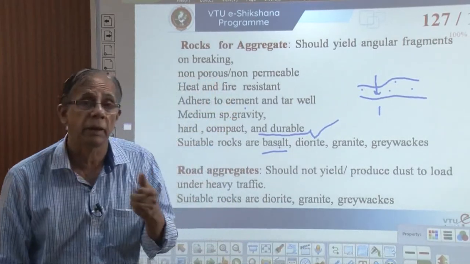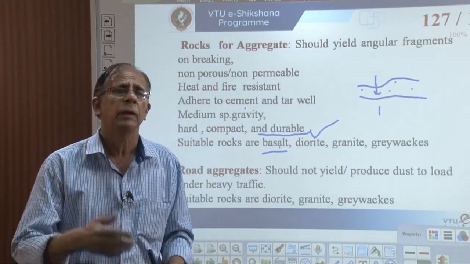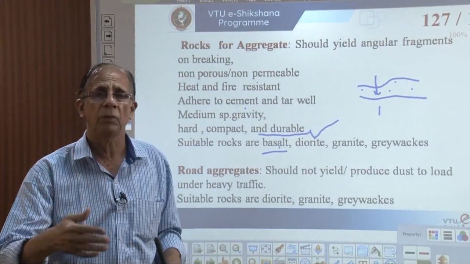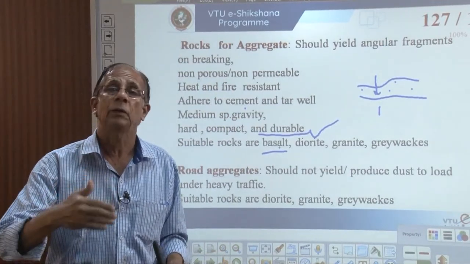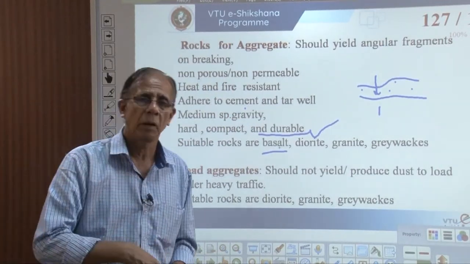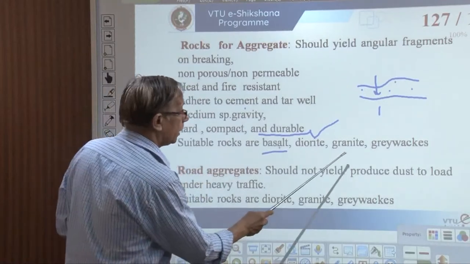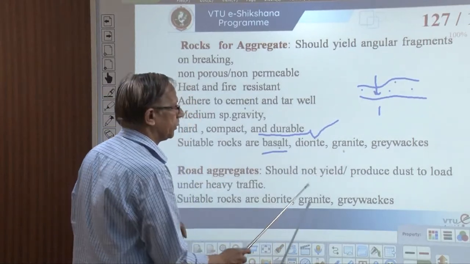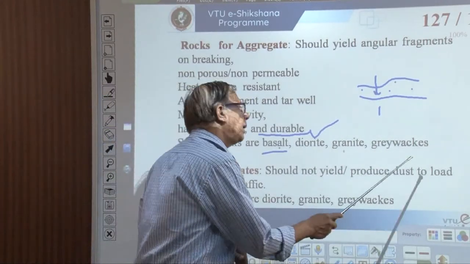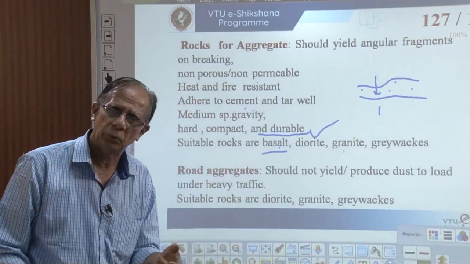Greywacke, grey colored, as the name indicates. They have a good number of dark colored minerals. They have high cementation value, but their crushing strength is low. See, all other properties are good except cementation. Cementation value is high, but crushing strength, etc., is low.